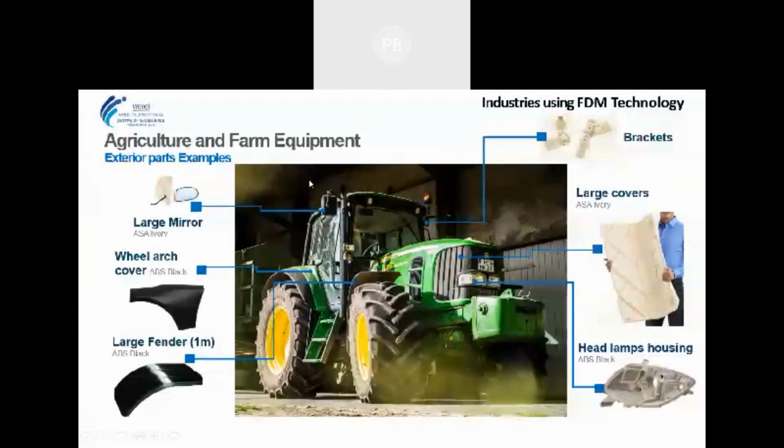This is a tractor company known as John Deere. John Deere is a very big company. I hope everybody knows about John Deere. It is a US-based company. They are developing very heavy equipment like tractors, JCB machines, and other equipment machines. So they use 3D printers for their interior and exterior part development.